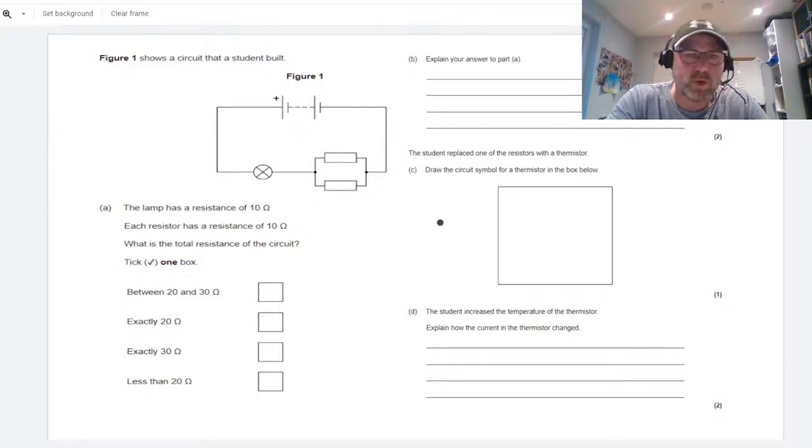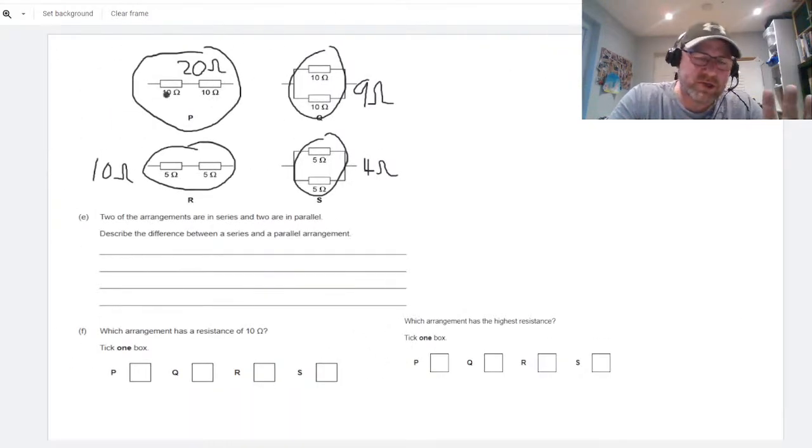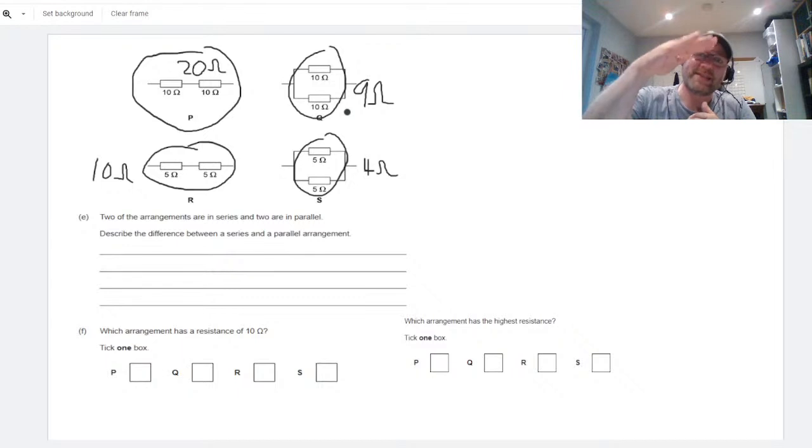Okay, nice one. Cool. Right, here's a really hard one. But before we do this hard one, we're just going back here, guys. This is the weird thing. When you're in a parallel circuit, the resistance gets lower the more resistors you add.